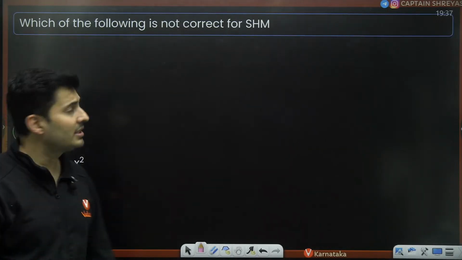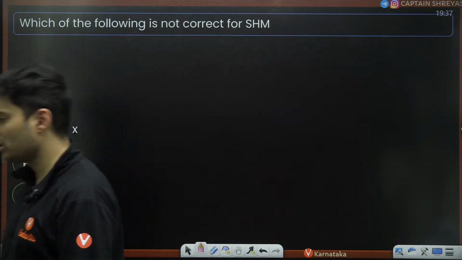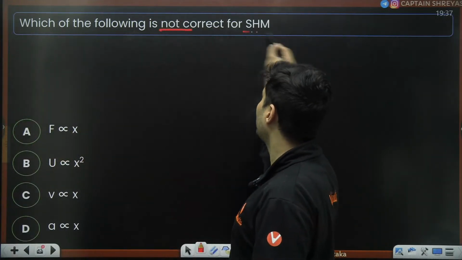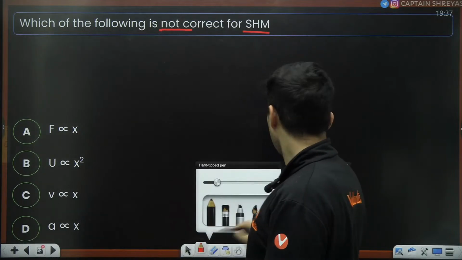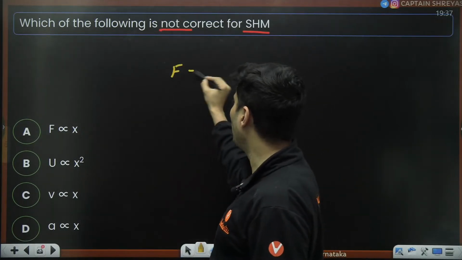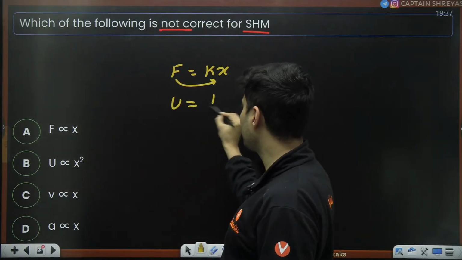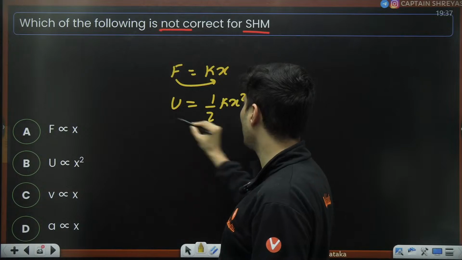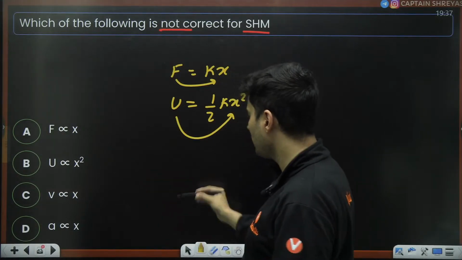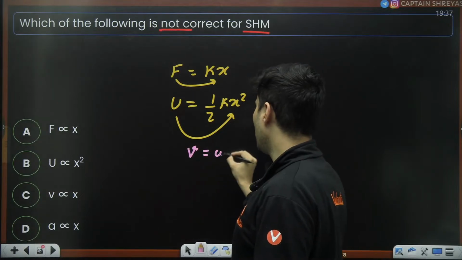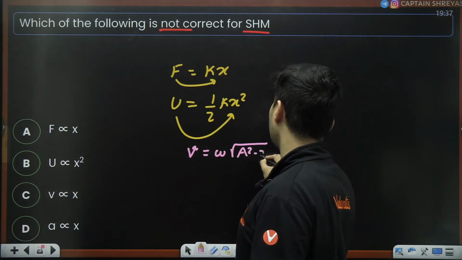Which of the following is not correct for simple harmonic motion? Not correct. Very, very important. Not correct for SHM. Force, well, we know is K into X. Definitely it is proportional to X. Energy is half K X square, so it is proportional to square of X. Oh, this is the problem, I think. Velocity is omega root A square minus X square.